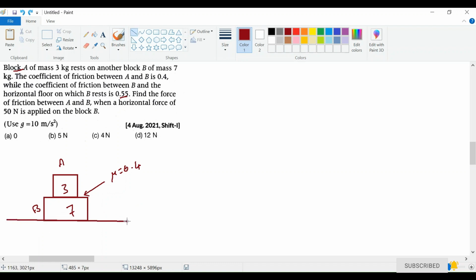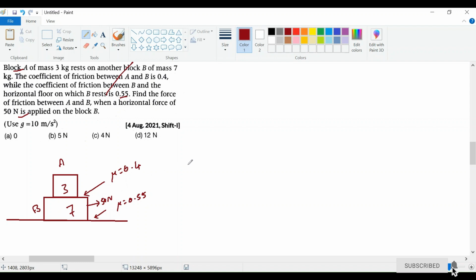So we have a floor here, and the coefficient of friction between them is 0.55. Up to here the question is clear. Find the force of friction between A and B when a horizontal force of 50 Newton is applied. 50 Newton force is applied on block B, means you are pulling block B with 50 Newton of force.